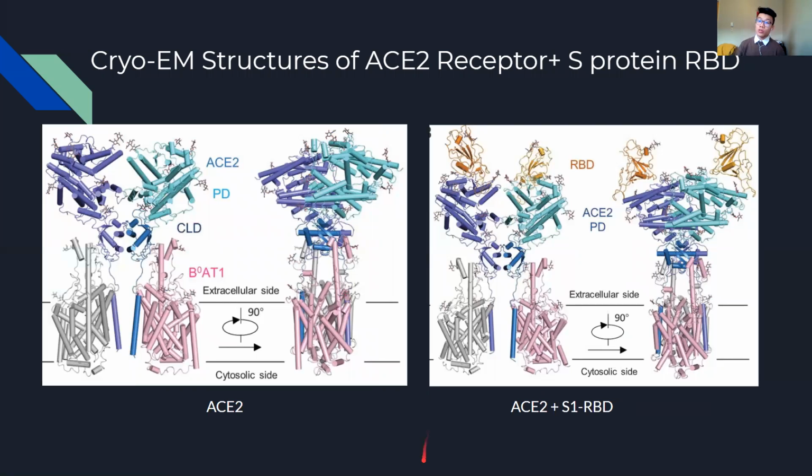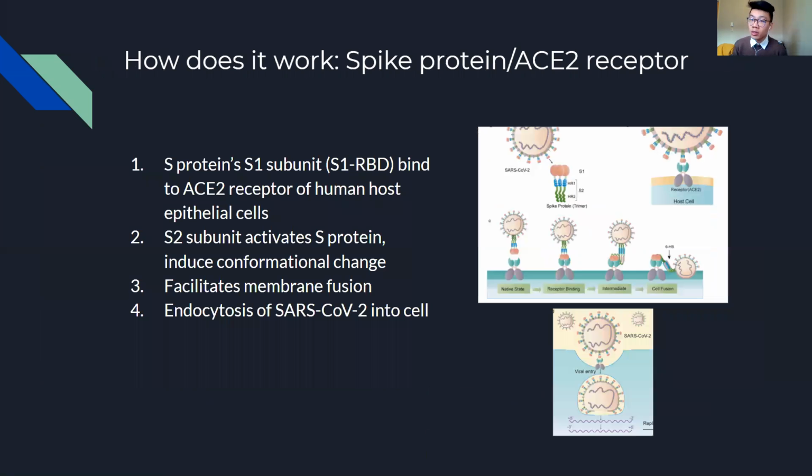These Cryo-EM structures ultimately are very important for understanding the conformational change that occurs in order for the virus to enter the host. And so now I will talk about the SARS-CoV-2 mechanism of infection. It involves the interaction between the spike protein and the ACE2 receptor, first beginning with the S protein's S1 subunit binding to the ACE2 receptor of the human host.